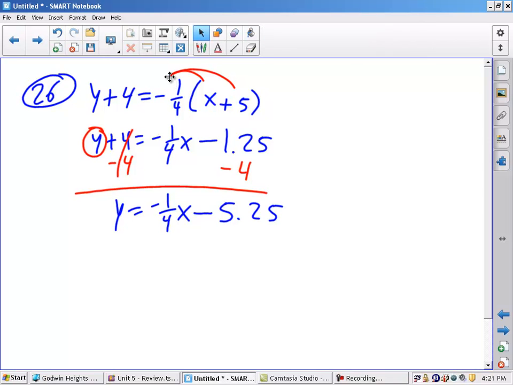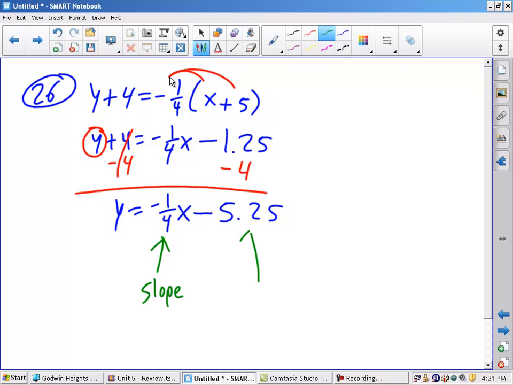Important to note that this is your slope, which is where you move, and this is your y-intercept, which is where you begin. And you're going to have to put your point just below negative 5, because it's negative 5.25, and then you're going to have to use your slope accordingly, and just be really careful.